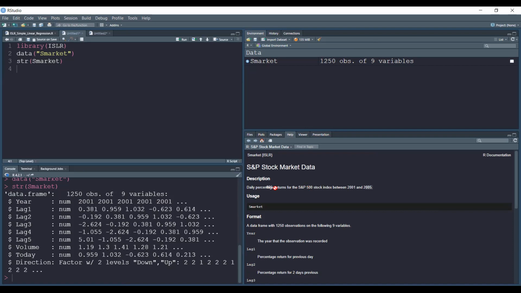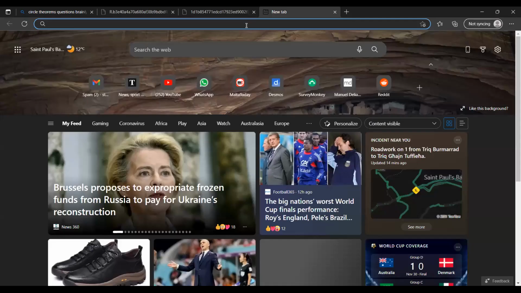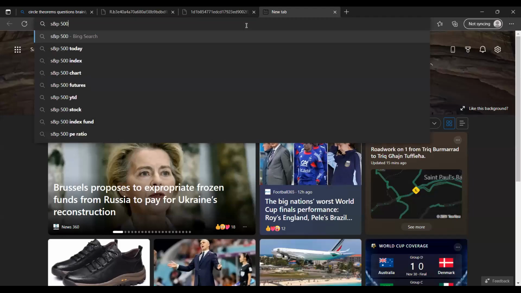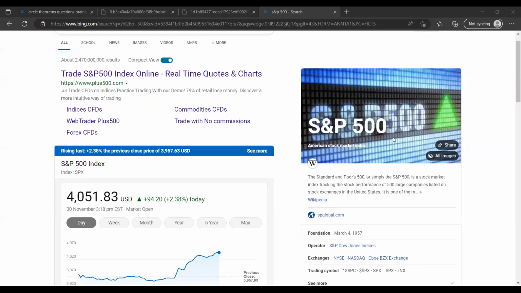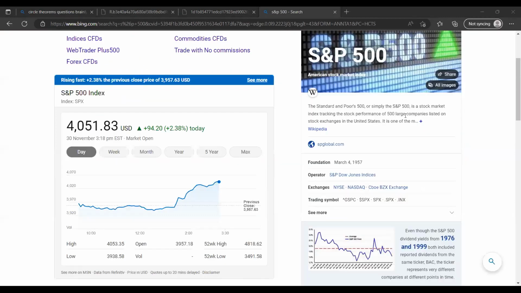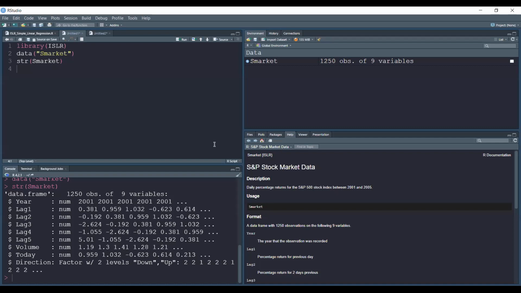We're looking, you are familiar, right, with the S&P 500. Let's get just a quick explanation. It's the 500 largest companies listed on stock exchanges in the United States. So multiple stock exchanges. Think of New York Stock Exchange.